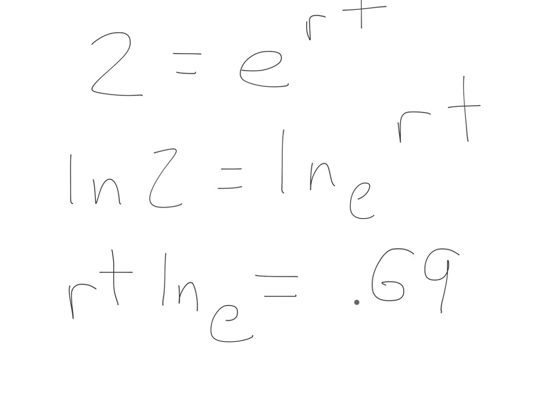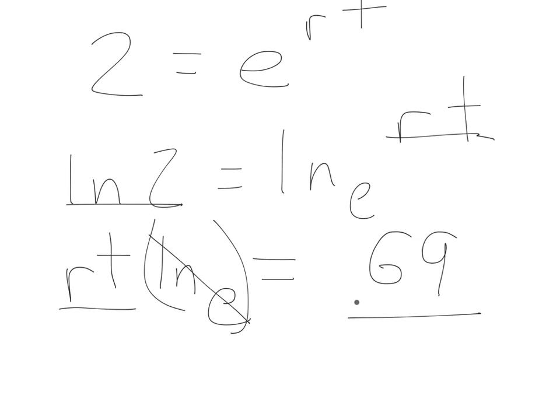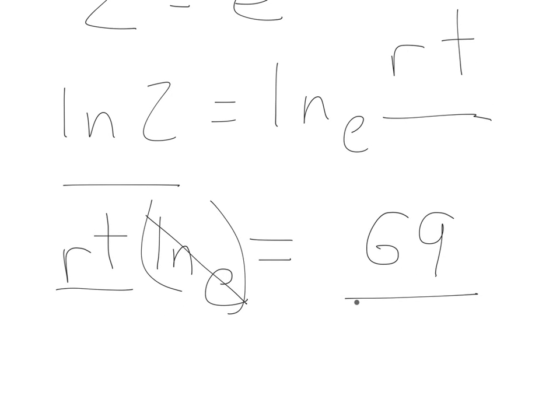So we take the log here, its exponent becomes the answer, and we get rt times the natural log of e equals the natural log of 2, or 0.69. And this natural log of e has a value of 1, so we can cancel that out. I'm going to move to the next slide. You end up with a statement r times t equals 0.69, and the 0.69 comes from the natural log of 2.